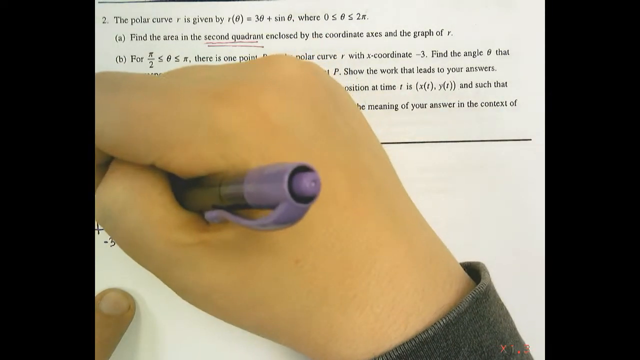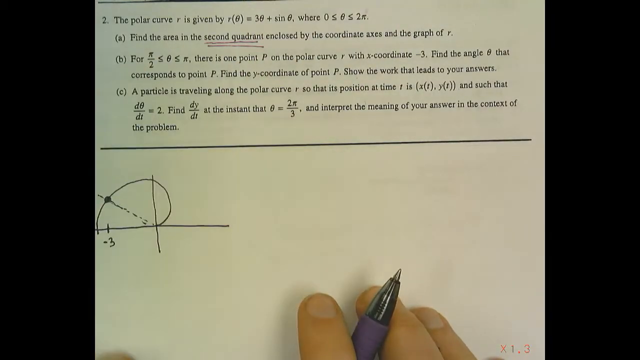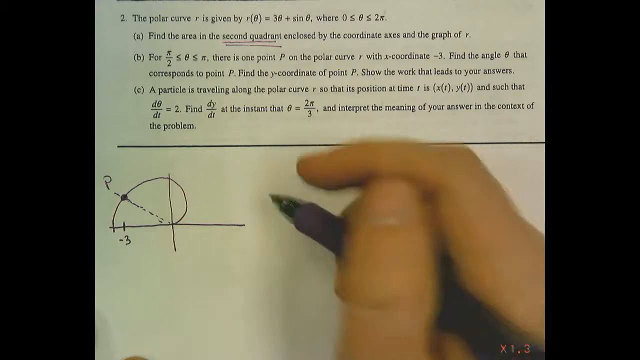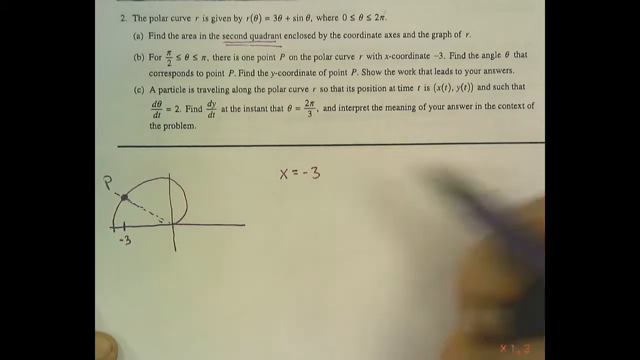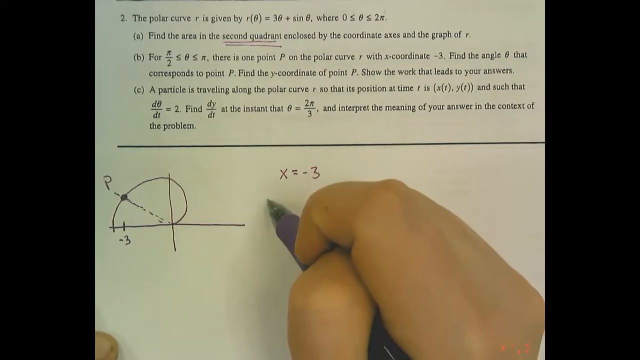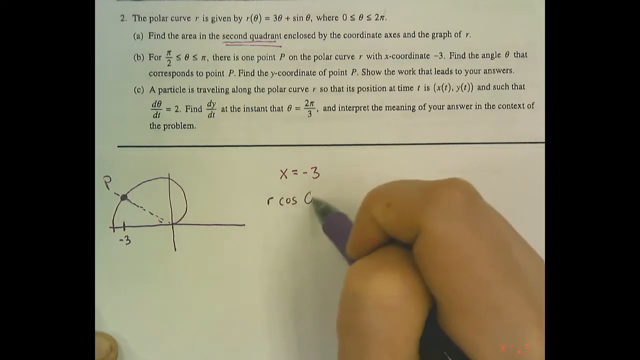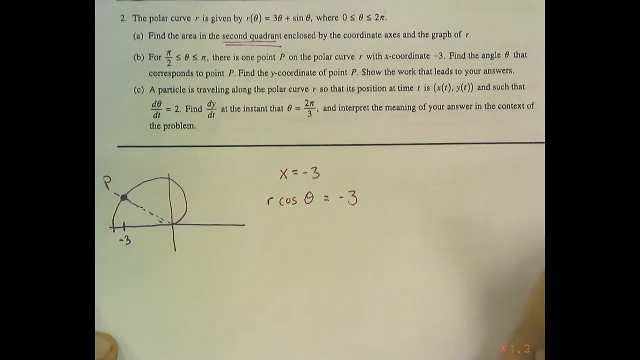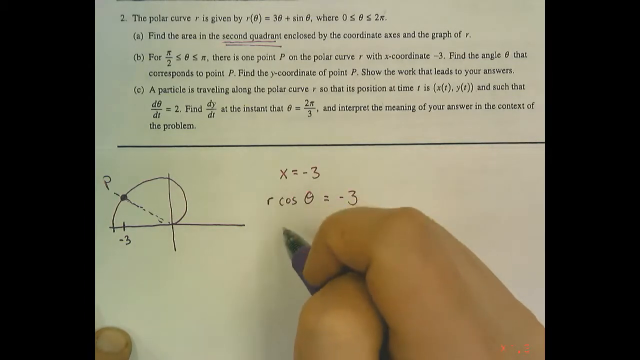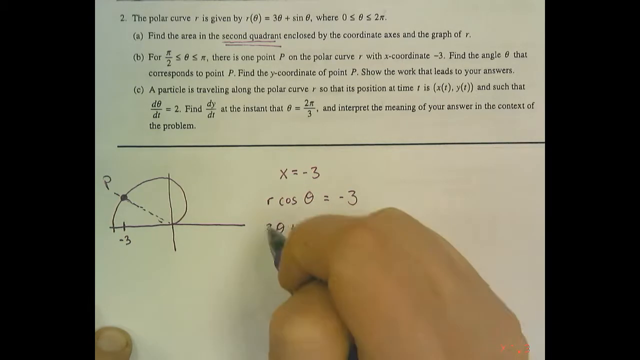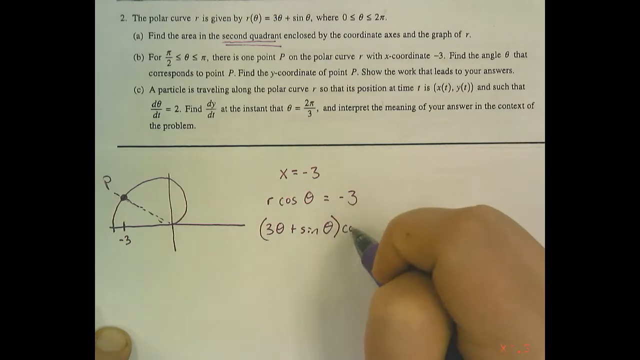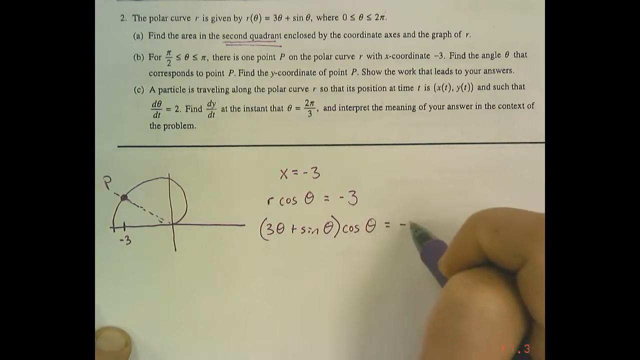It was not quite 2 pi, so somewhere over here, and this is totally not to scale, it could have been up here, I don't know, because I'm not looking at my graphing calculator. The x coordinate is -3. So somewhere x equals -3. And we know x to be r cosine of theta equaling -3. Well, r cosine of theta would be 3 theta plus sine of theta times cosine theta has to be equal to -3.